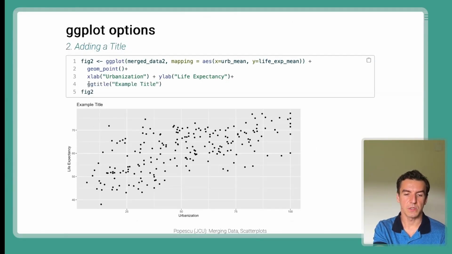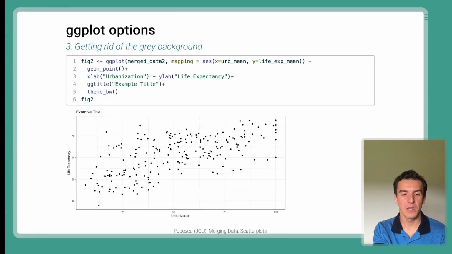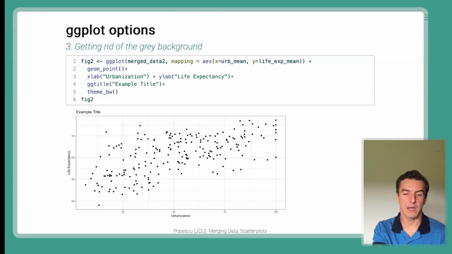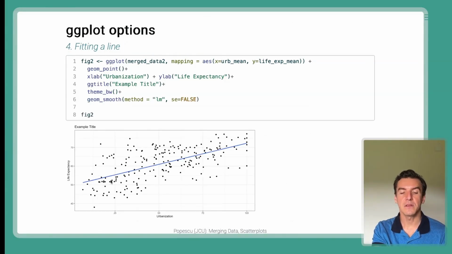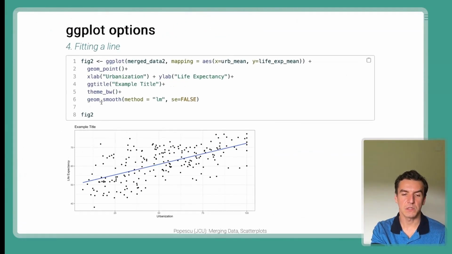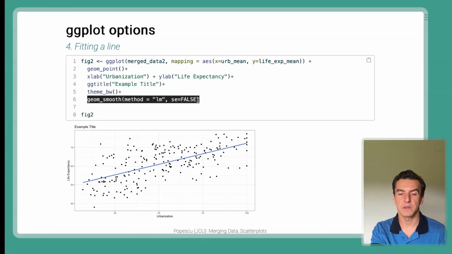We can obviously add a title. Here's how we do this. We simply add ggtitle. In this case, I couldn't be more inspired, so I provided just an example title. I can also opt for a black and white background. So rather than having it gray, it might be better to have it black and white. This is how we achieve that: theme_bw. We can also trace a line of best fit that shows the clear connection between urbanization and life expectancy. We simply do this by doing geom_smooth, method equals lm, comma, se for standard errors equals false.